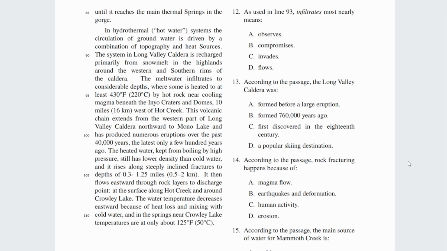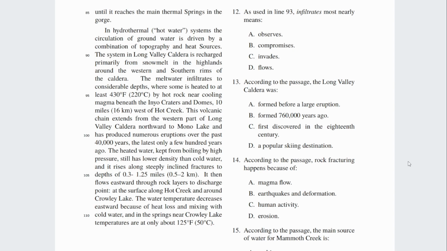In hydrothermal, hot water systems, the circulation of groundwater is driven by a combination of topography and heat sources. The system in Long Valley caldera is recharged primarily from snowmelt in the highlands, around the western and southern rims of the caldera. The meltwater infiltrates to considerable depths, where some is heated to at least 430 degrees Fahrenheit, 220 Celsius, by hot rock near cooling magma beneath the Inyo craters and domes, 10 miles or 16 kilometers west of Hot Creek. This volcanic chain extends from the western part of Long Valley caldera northward to Mono Lake, and has produced numerous eruptions over the past 40,000 years. The latest was only a few hundred years ago.